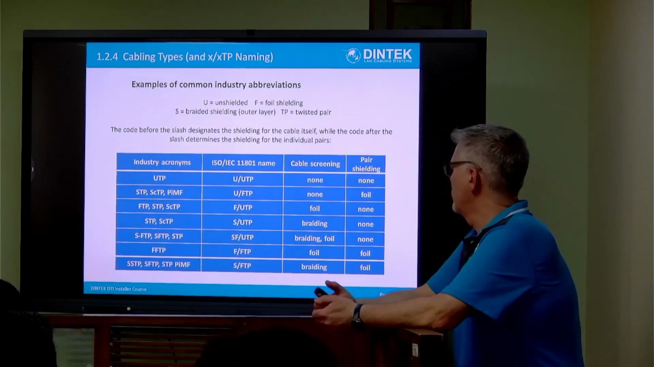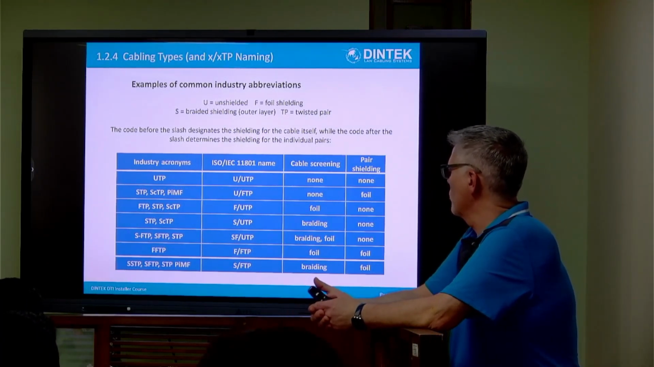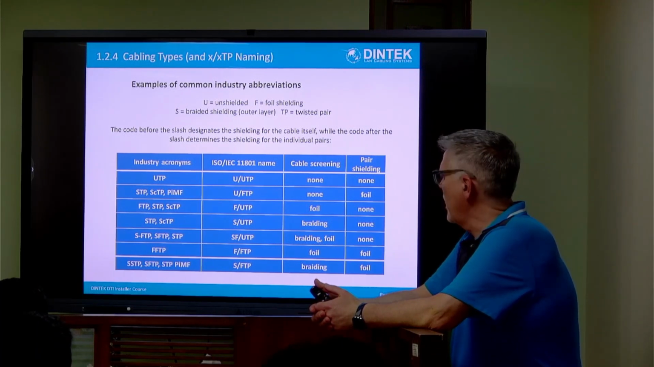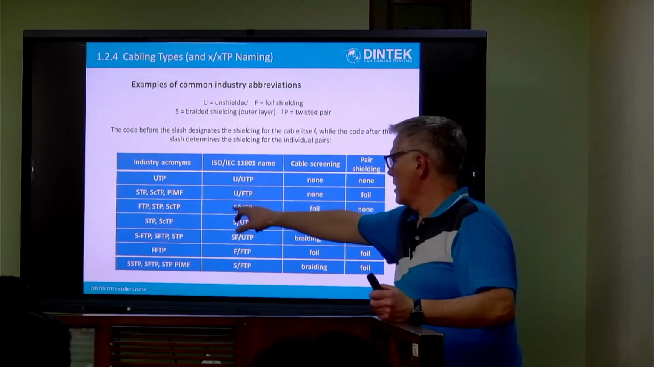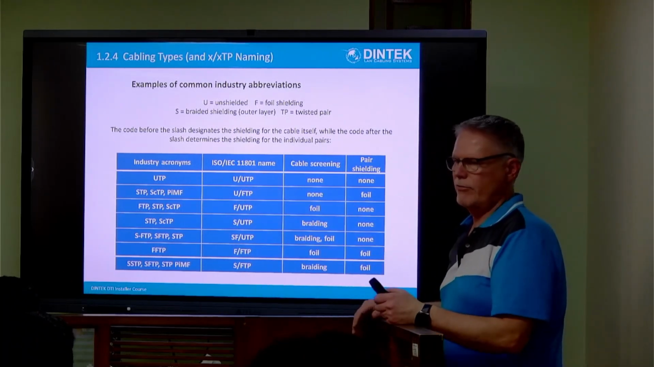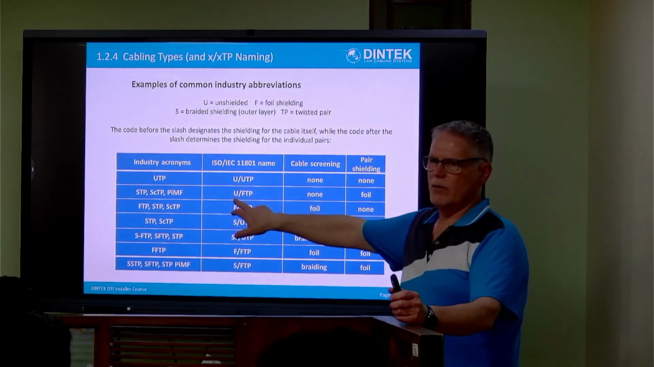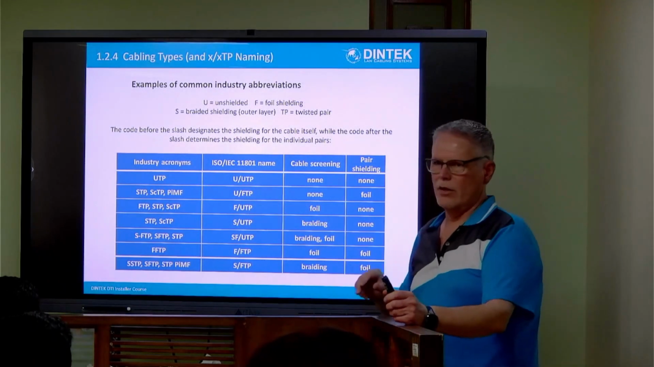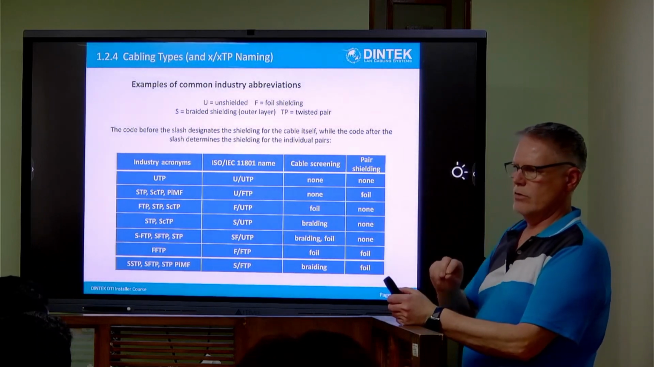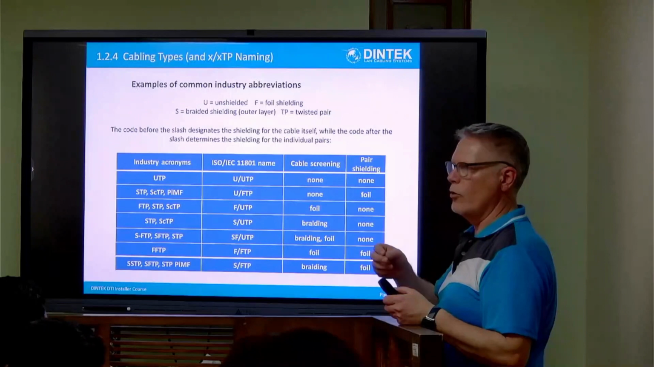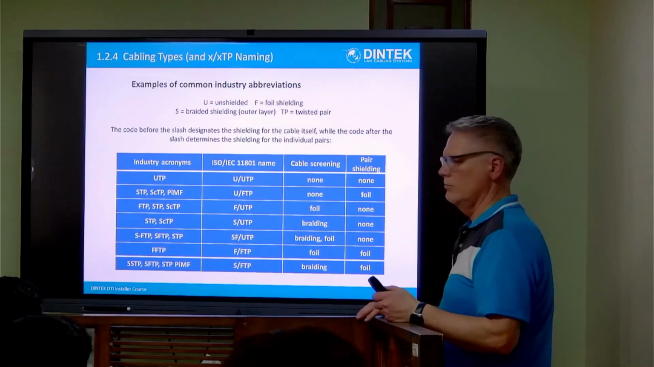Then we look at different types of cable screening. The industry acronyms used to be UTP, STP, FTP, but now we tend to use a naming format which describes the outside of the cable and then what's around the actual twisted pairs themselves. So now you would say U/UTP, an unshielded, unshielded twisted pair.